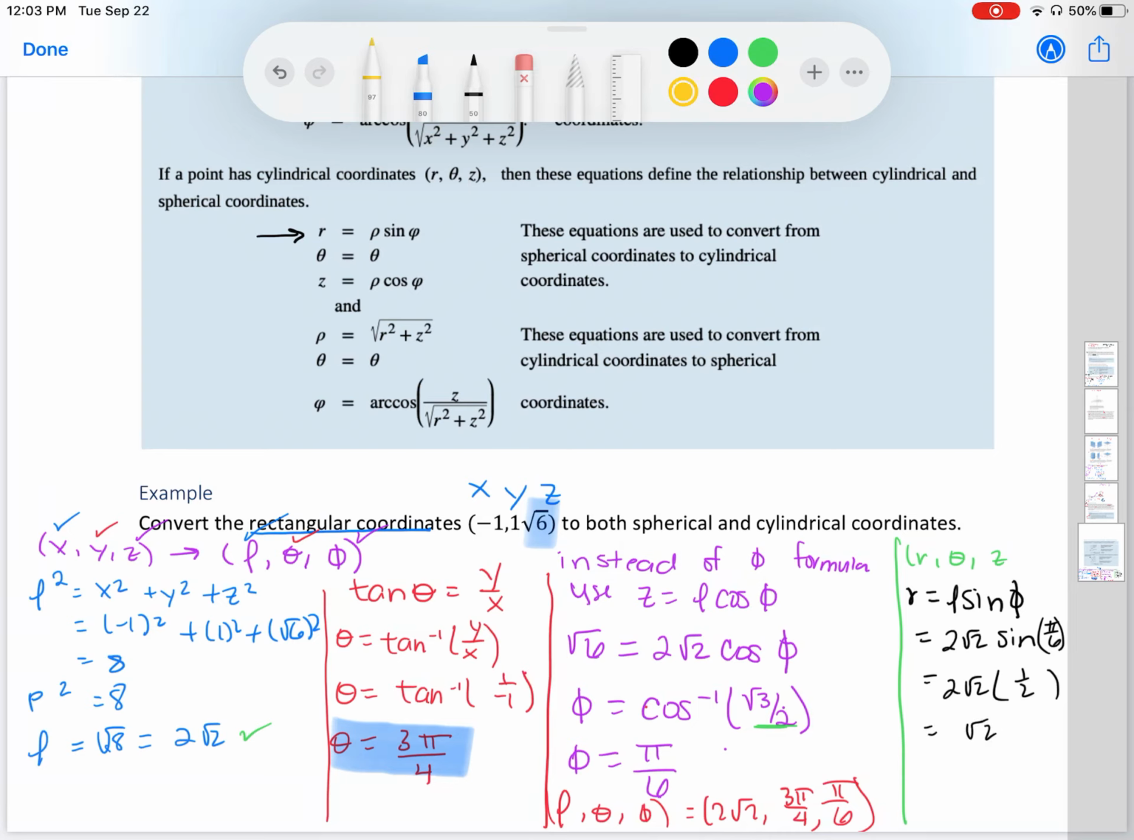So to have our cylindrical coordinates, r, theta, and z, we just have the values. r, which is square root of 2, we just found. Theta, we found before, 3 pi over 4. And z is the same, so I have square root of 6.